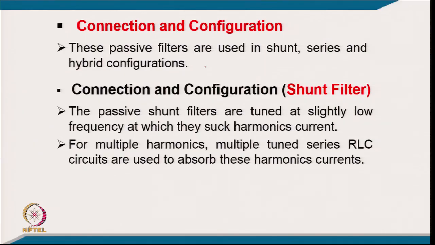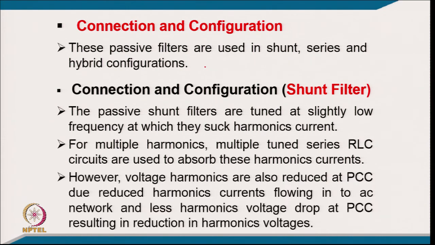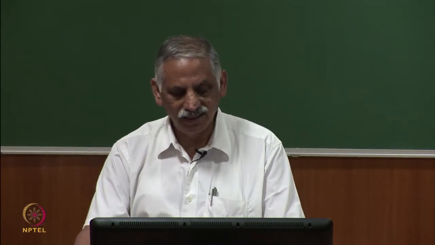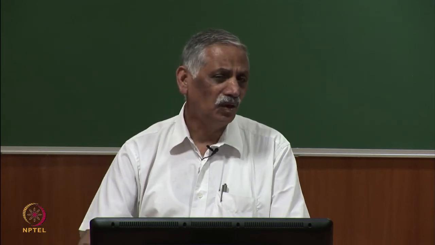For multiple harmonics, multiple tuned series filter circuits are used to absorb these harmonic currents. However, the voltage harmonics are also reduced at the PCC due to reduced harmonic current flowing into the AC network and less harmonic voltage drop at the PCC, resulting in reduction in harmonic voltage. So, you can understand you have a fixed source impedance. If less harmonic current flows through this, then certainly less harmonic voltage will be produced at the point of common coupling.